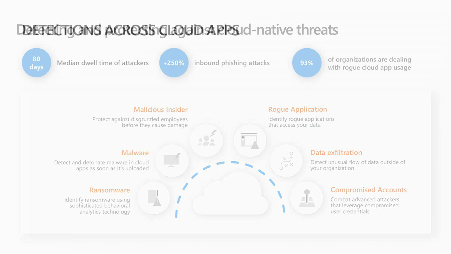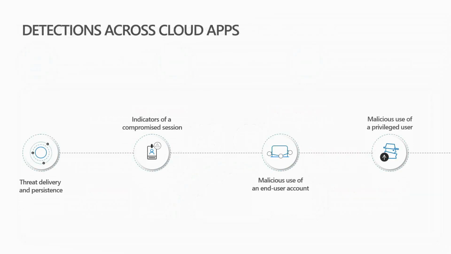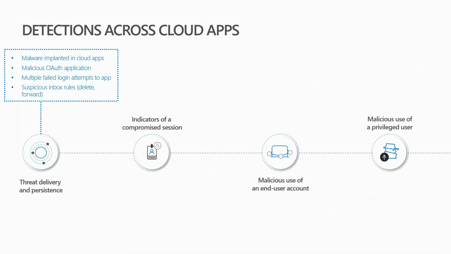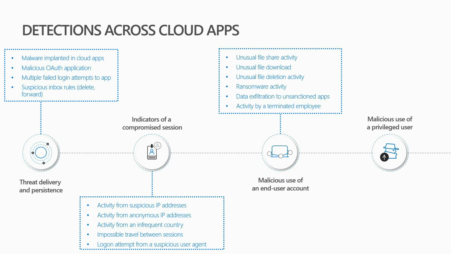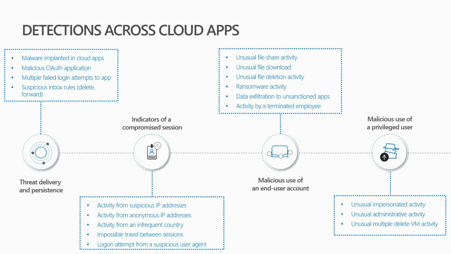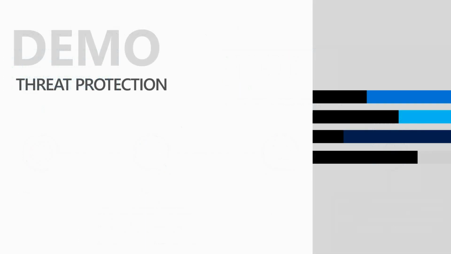This is achievable with our machine learning and advanced user and entity behavioral analytics, otherwise known as UEBA, which analyzes how your users use your applications to build a baseline for activities in your organization. Through various indicators of compromise, Cloud App Security can detect malicious OAuth applications, infrequent and impossible travel, ransomware activities, and unusual administrative activities, just to name a few. Our detections are use case driven to alert on specific security scenarios. So now, let's pop into a demo and take a closer look at how to perform an investigation in Cloud App Security.